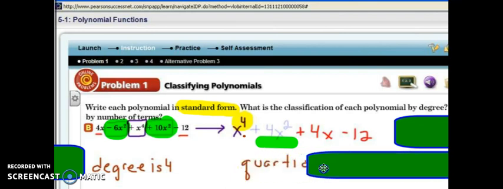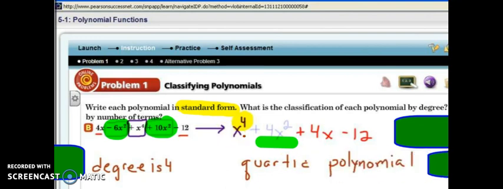Quartic. Just like 4 quarters in a dollar, right? Quartic. I have 4 terms, so I'm going to call it a quartic polynomial. You could say 4 terms if you want, or if you just tell us 4 terms, that's fine.